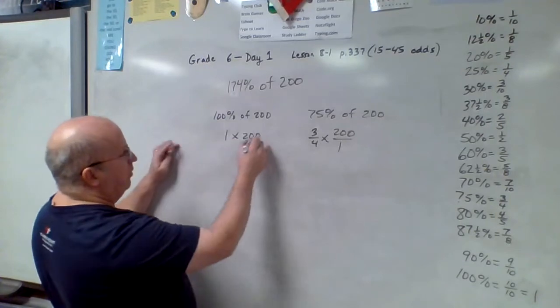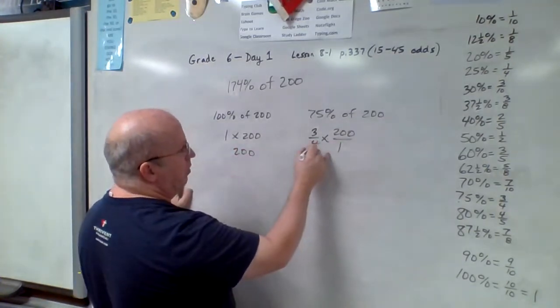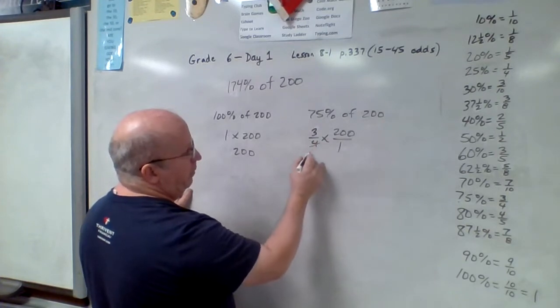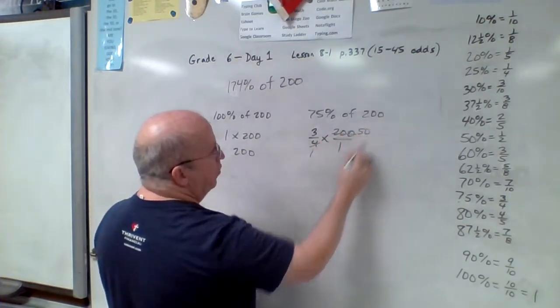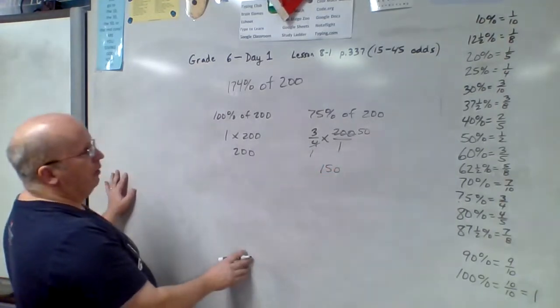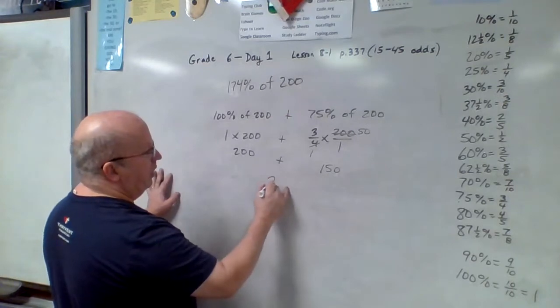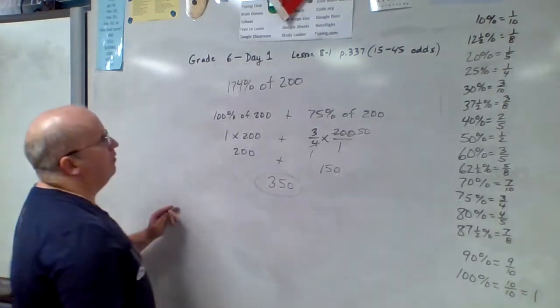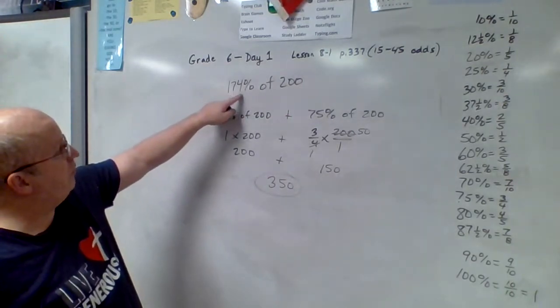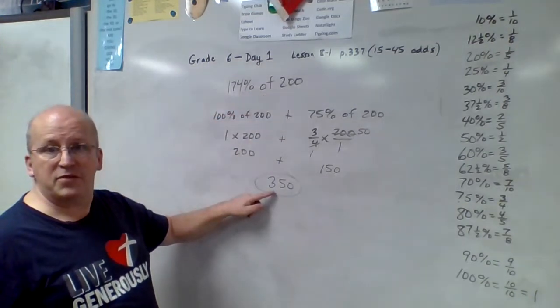1 times 200 gives me 200. 3/4 of 200. Uh-oh, cross simplify. Divide by 4. Divide by 4. I get, what is that, 150? So what do I do with these now? Well, I add them together, and I get an answer of 350. So 174% of 200 is 350.